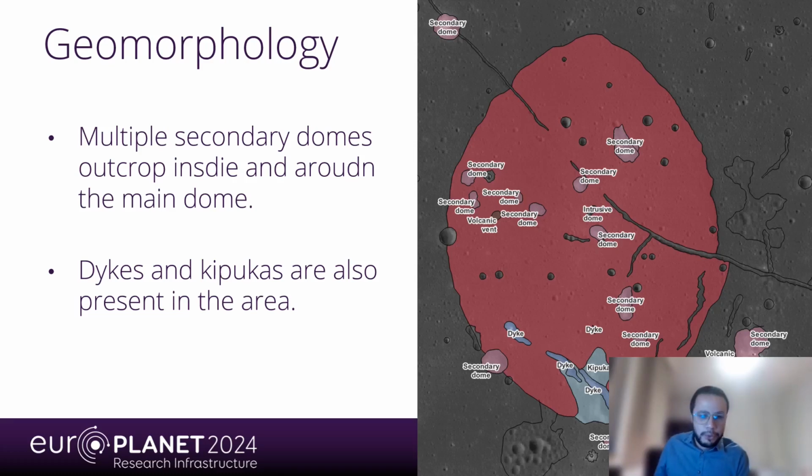And we can see a difference between the two things. We can see in blue the things that would be debris, and in pink the actual secondary domes. So this is also another interesting feature that tells us that the system was really complex and probably reached the surface in several locations.